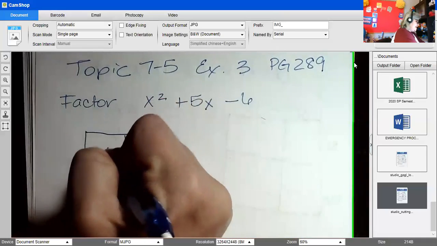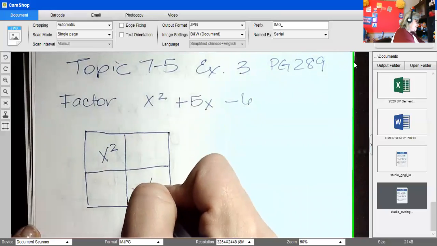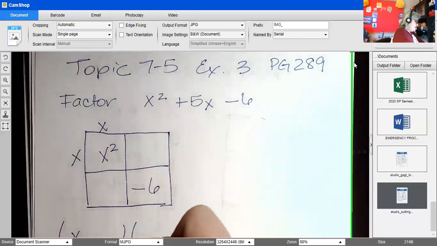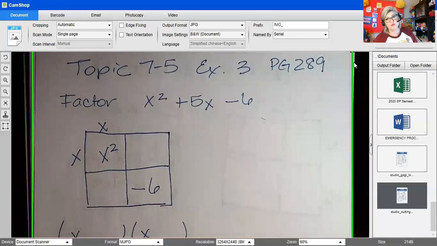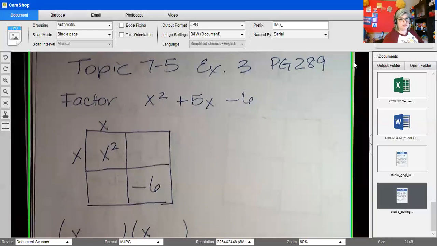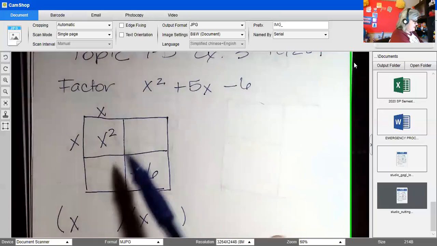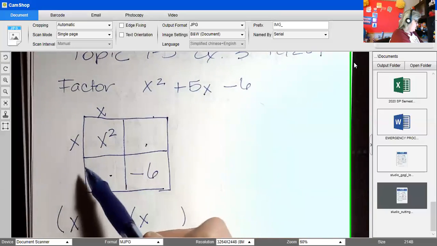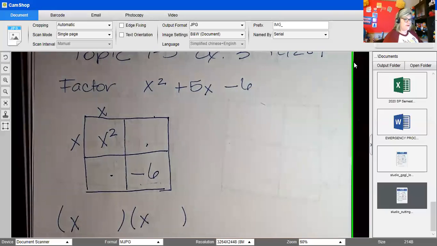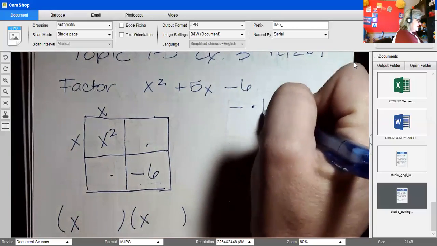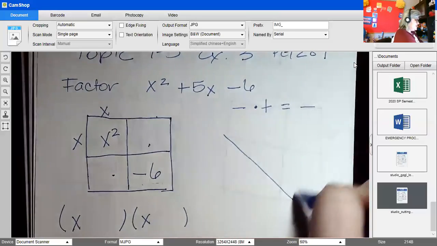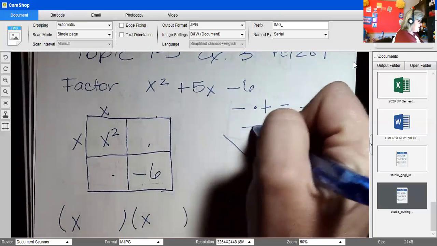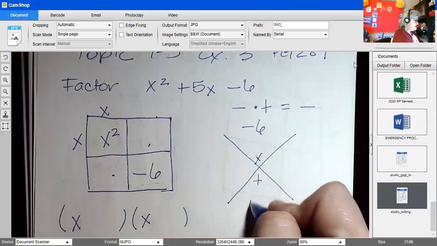So we know that this is x squared, and we know that this is a minus 6, and this has to be x, and that has to be x. So once again, we've got our parentheses started, but that's as far as we've gone, because we need to figure out what goes in these two boxes, which is directly derived from what goes up here and what goes up here. Now we're dealing with a negative 6. So remember that a negative times a positive is equal to a negative. So if we go to our cross method, we're looking for something that we can multiply together to get that negative 6 and add together to get a positive 5.